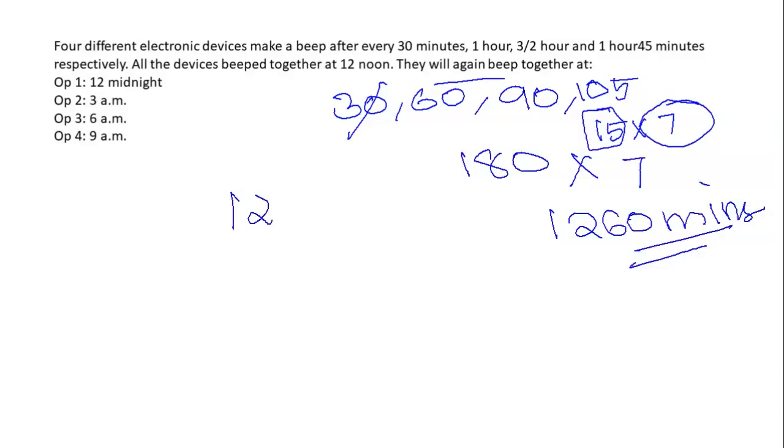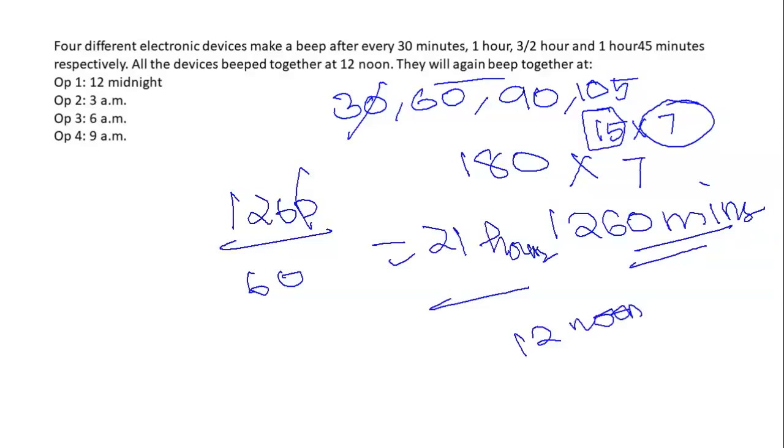So 1260 divided by 60 minutes, how many hours does it take? It takes 21 hours. So your answer is 21 hours. People who have not answered, that's it. So it's 21 hours. So from 12 noon, 21 hours gives you 3 hours less than the next day 12 noon, which is 9 a.m. Clear? That's the answer to this question. Next question.